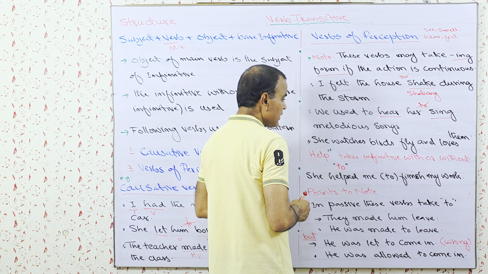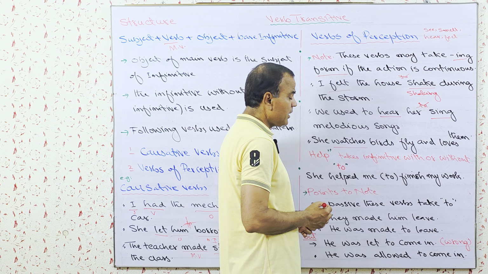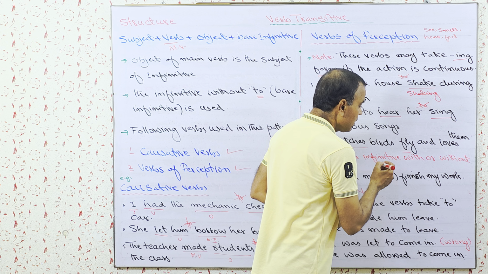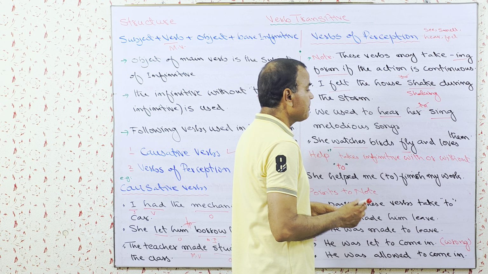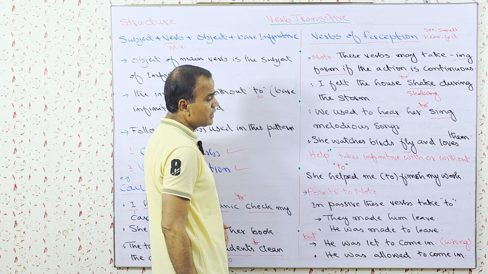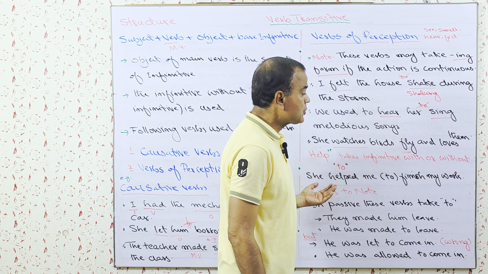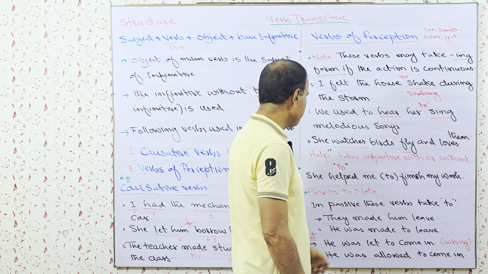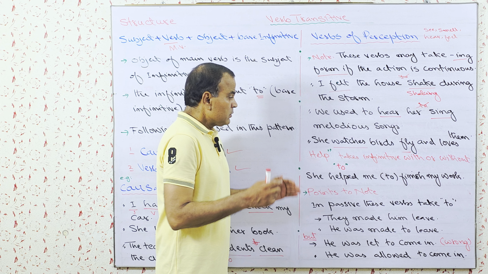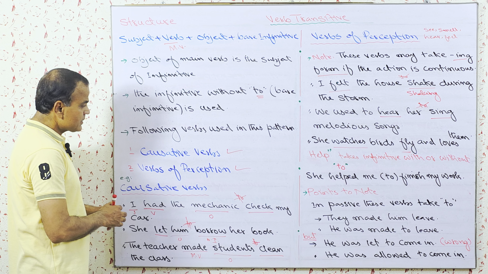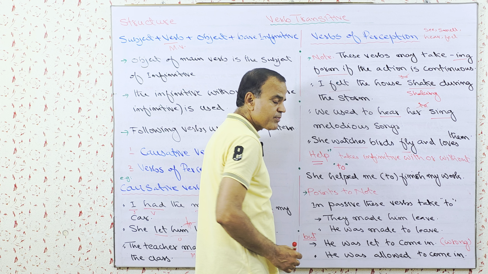She watches birds fly. Watches, verb of perception here. Fly again takes the bare infinitive. She watches birds fly, not to fly, and loves them. General statement. So the common examples of this structure are causative verbs and verbs of perception that take bare infinitive after the object. But we have also a special verb, help.